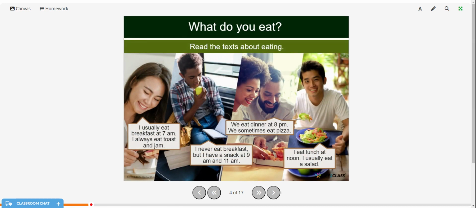We can also answer the question, what do you eat? And we'll read these texts about eating. I usually eat breakfast at 7 a.m. I always eat toast and jam. I never eat breakfast, but I have a snack at 9 a.m. and 11 a.m. We eat dinner at 8 p.m. We sometimes eat pizza. And I eat lunch at noon. I usually eat a salad.